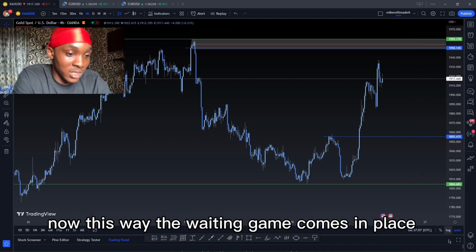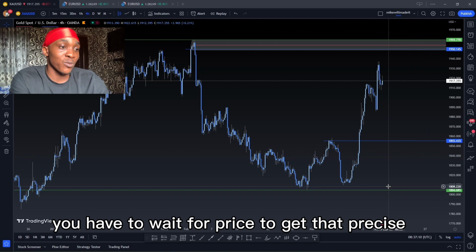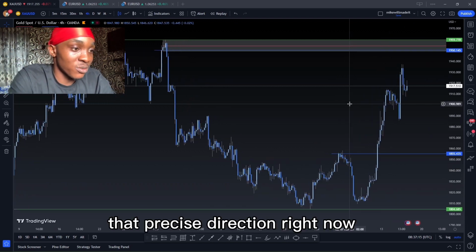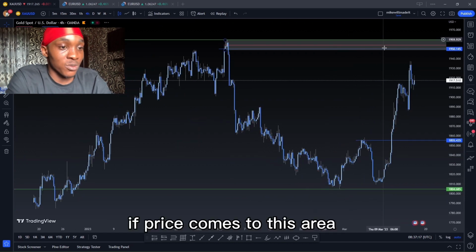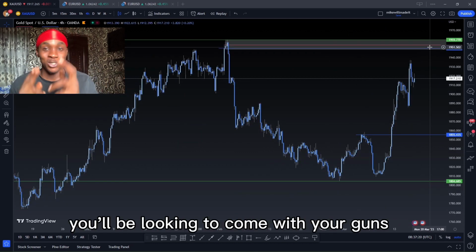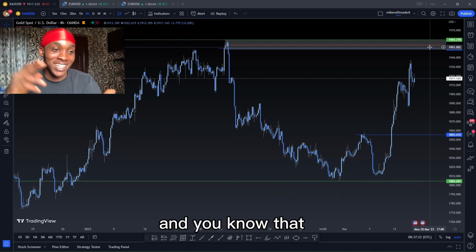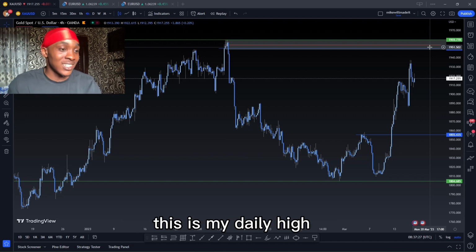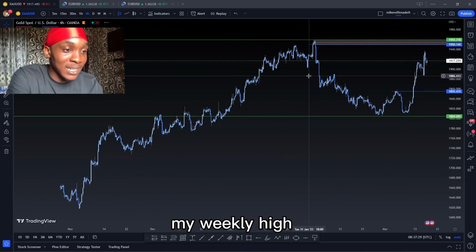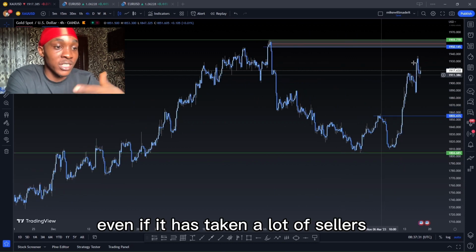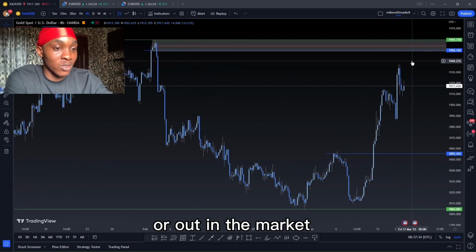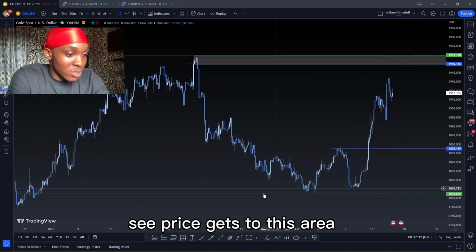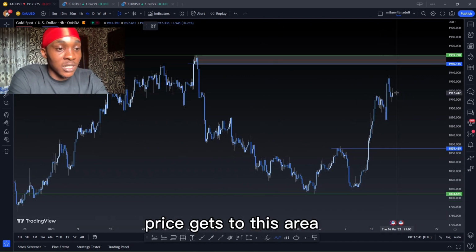Now this is where the waiting game comes in place. You have to wait for price to get that precise direction, right? Now if price comes to this area, you'll be looking to short, you'll be looking to calm your guns, and you know that this is my monthly high, this is my monthly key area, this is my daily high, this is my weekly high. Price, you want to sell from this area, even if it has taken a lot of sellers out in the market. So you just have to chill, see price get to this area, and it could take a very long while before price gets to this area.